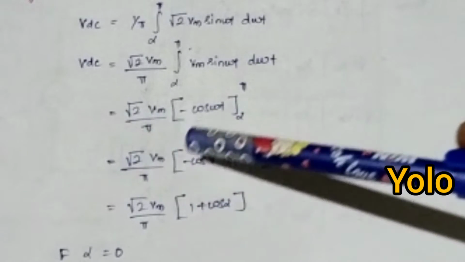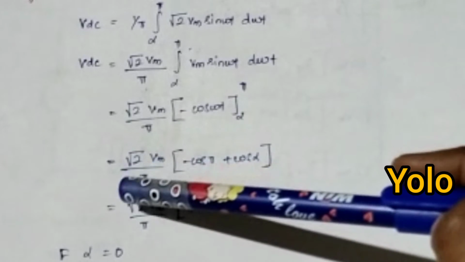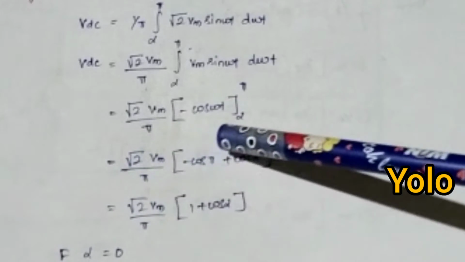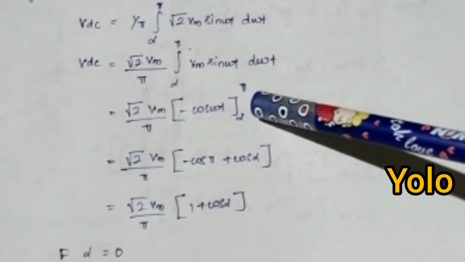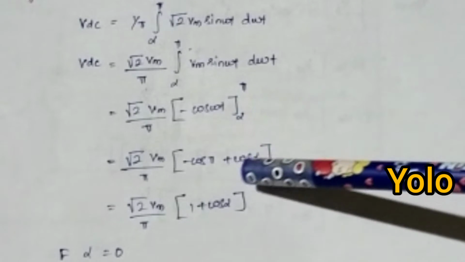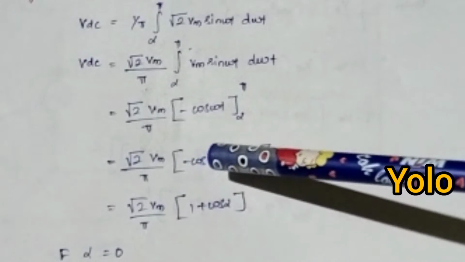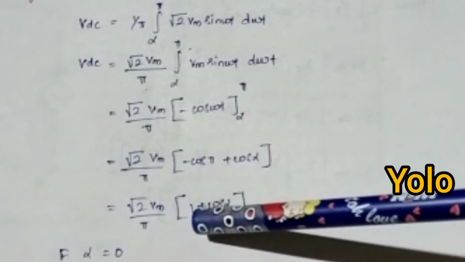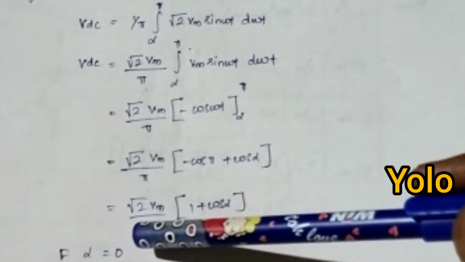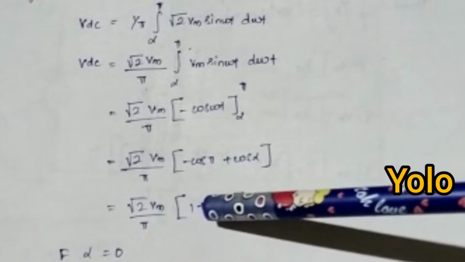So further we can simplify the equations. Root 2 Vm divided by pi. So we can substitute upper limit minus lower limit. So we get minus cos pi plus cos alpha. So cos pi value is minus 1. So minus of minus 1 gives plus 1. So VDC equals root 2 Vm divided by pi into (1 plus cos alpha).